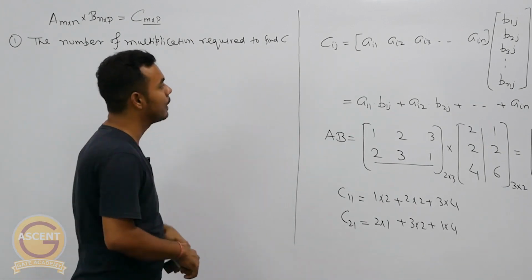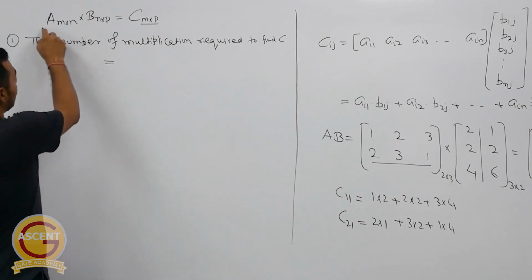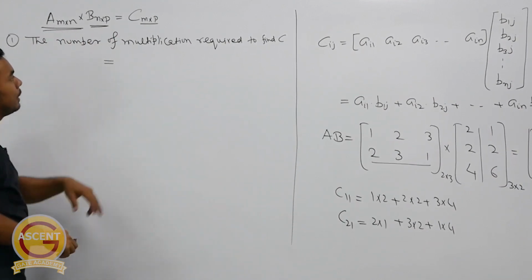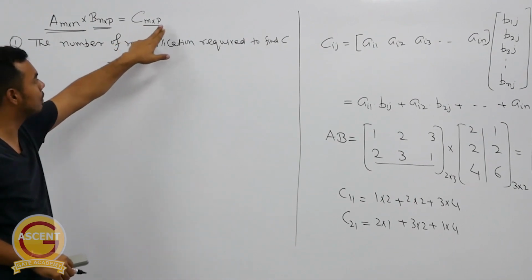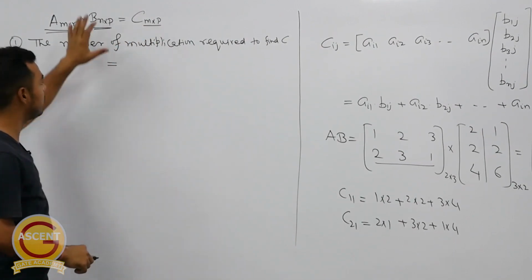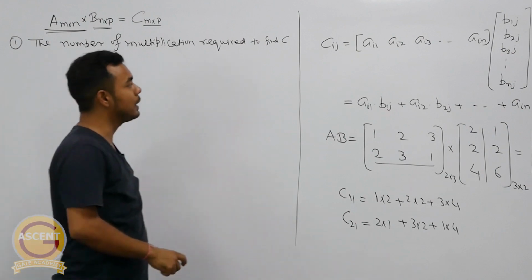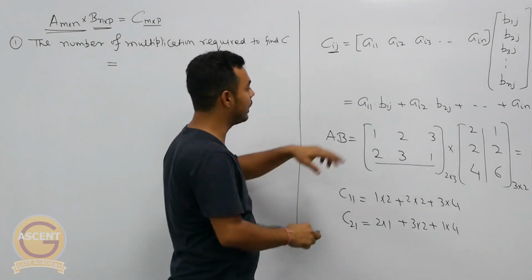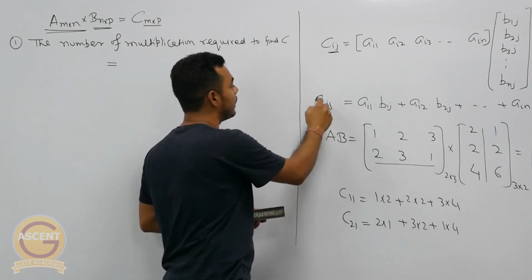this matrix C. Now I have one matrix A of order m into n, another matrix B of order n into p. If I multiply these two matrices, then I will get a matrix of order m into p. So this information is known to us. Now see, in order to find one element Cij, how many multiplications are required? This is the formula to find Cij.